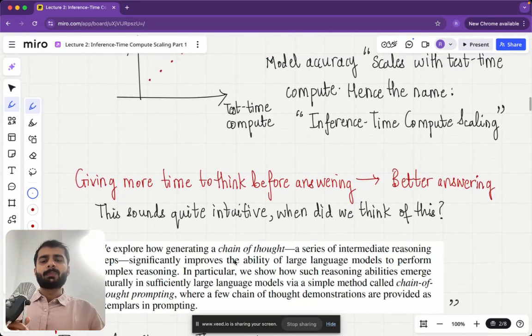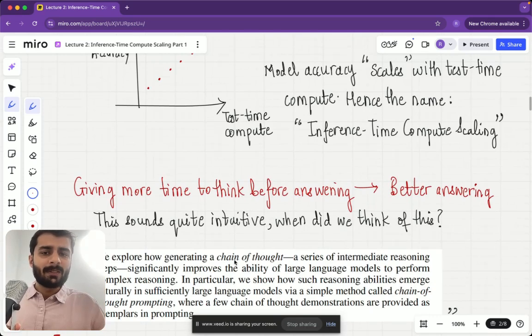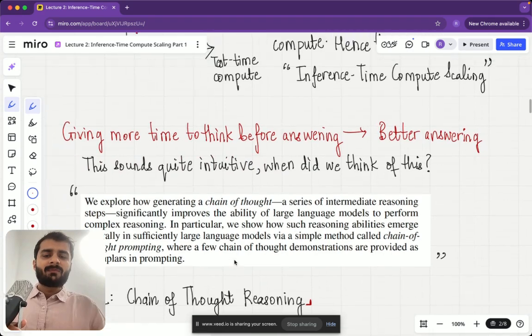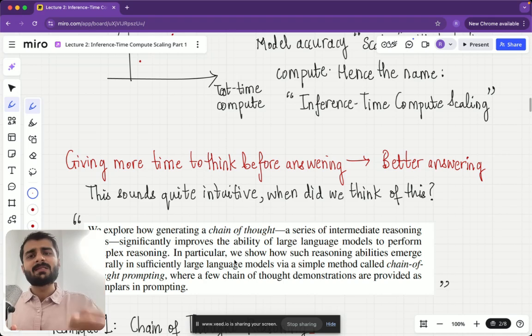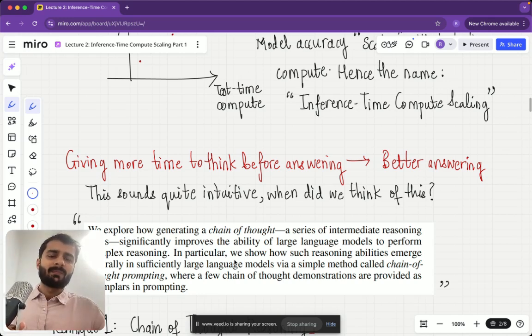Okay, so this sounds quite intuitive, right? Giving more time to thinking leads to a better answer. When did we think of all of this? The first paper which came out showed that if you give an LLM a series of prompts which are not just input output prompts, but include a chain of thought which links the input to the output, then the LLM learns to reason for all other prompts which are not given in the example prompts by the user.